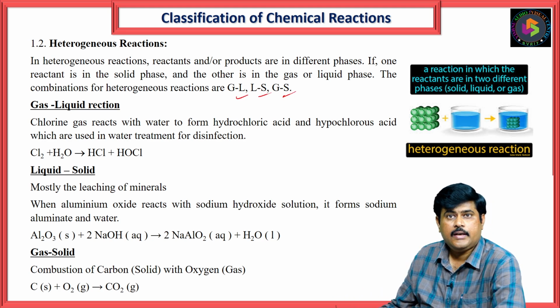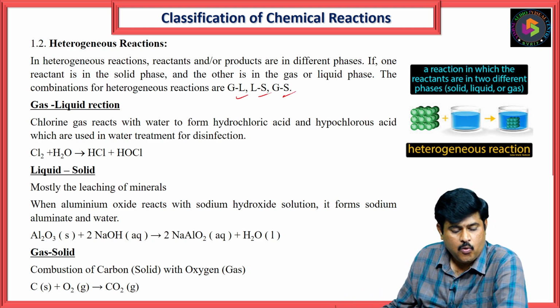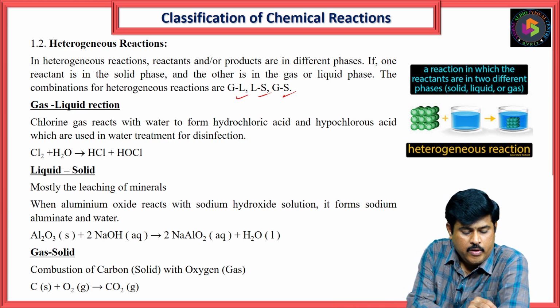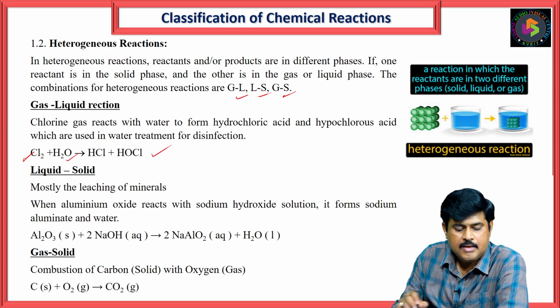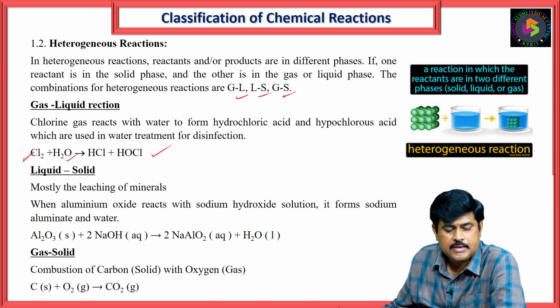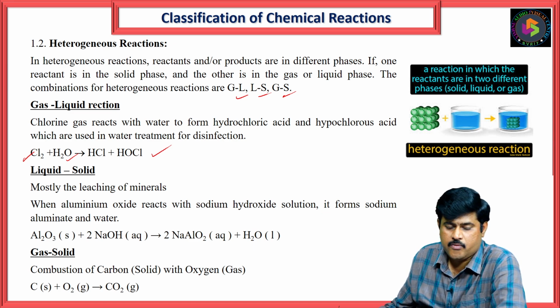Coming to the example for a gas-liquid reaction, chlorine gas reacts with water to form hydrochloric acid and hypochlorous acid, which are mainly used in water treatment for disinfection. You can see here the chlorine is in the gas phase and water is in the liquid phase, forming hydrochloric acid and hypochlorous acid. So this is an example of a heterogeneous gas-liquid reaction.